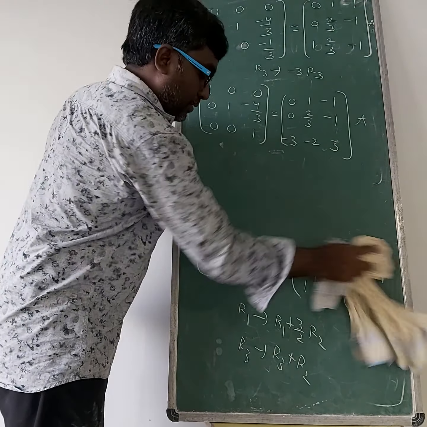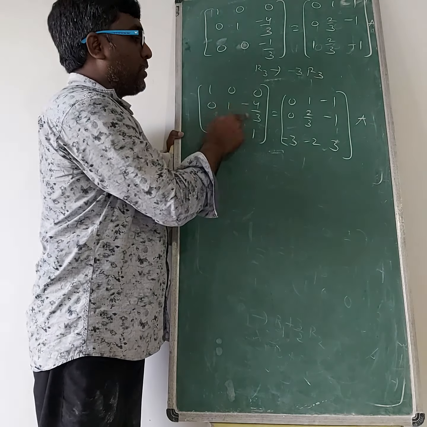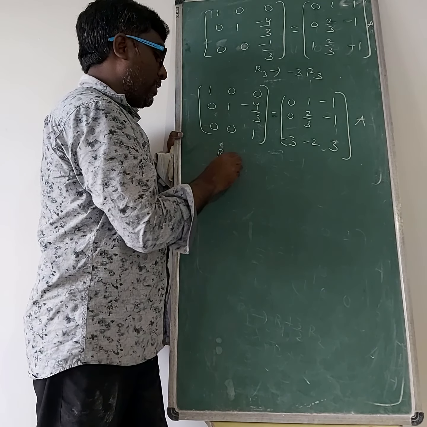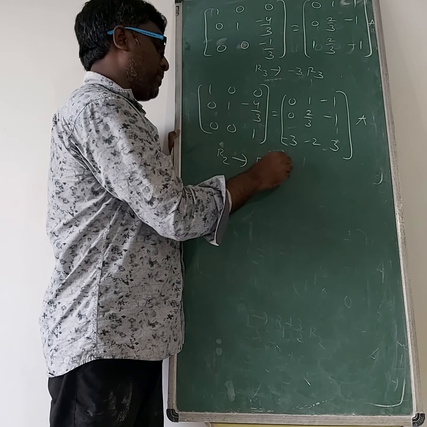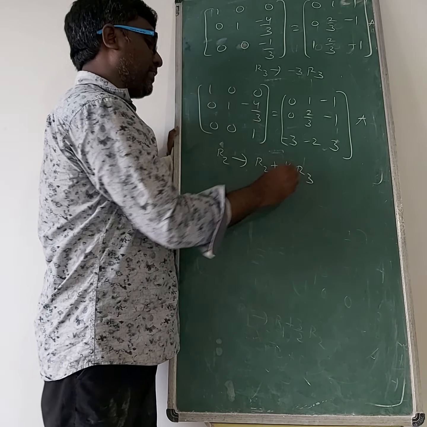Now, using this element, these two elements you have to make 0. Already this is 0, only this one. So that's why I am changing R2. What I am doing is, R3 elements I will multiply with 4 by 3 and add here. So R2 plus 4 by 3 R3.